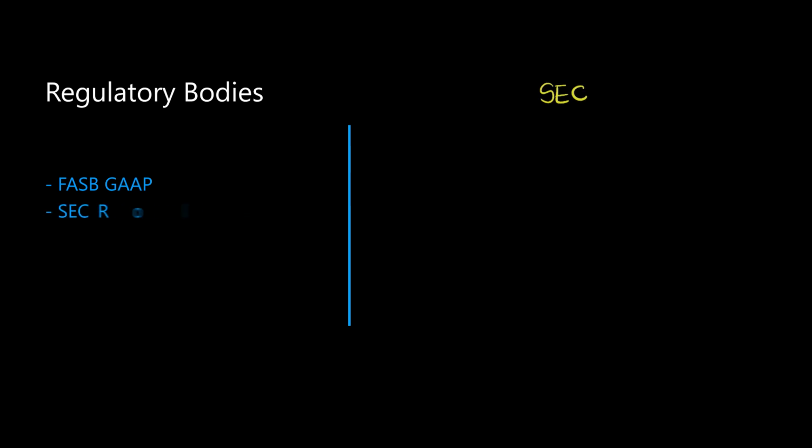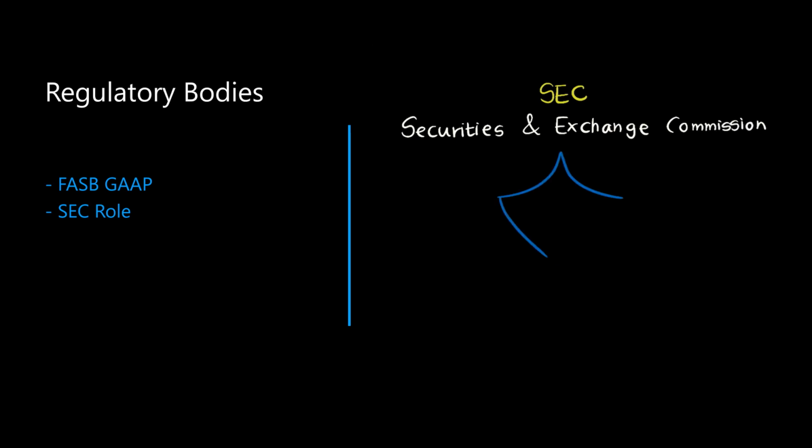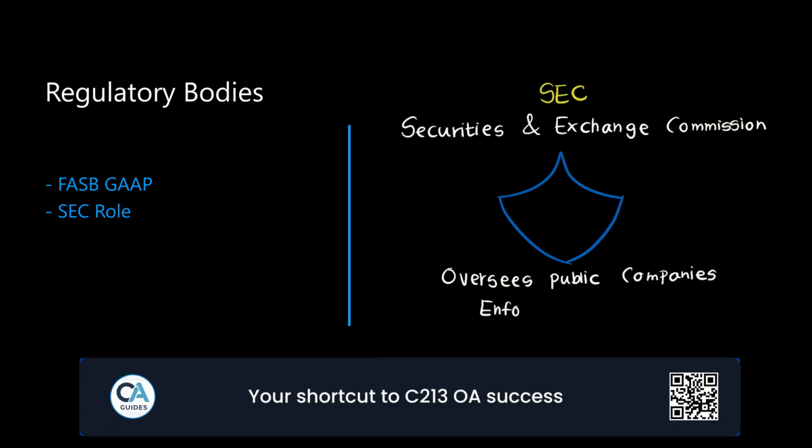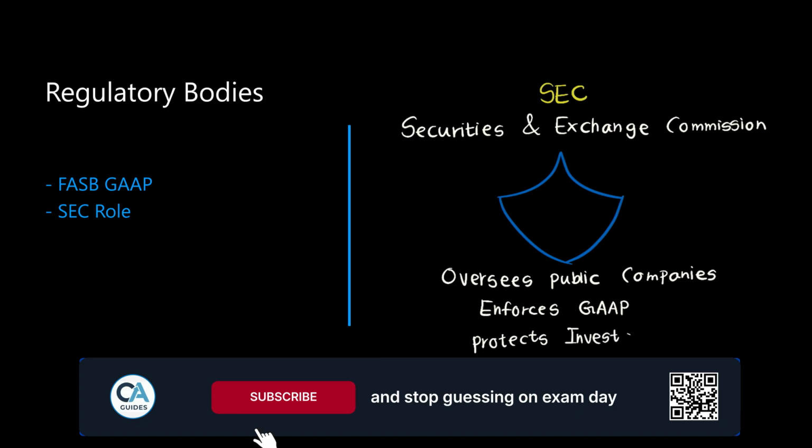The Securities and Exchange Commission, or SEC, oversees public companies. If your company sells stock to the public, the SEC requires you to follow GAAP and file regular reports. The SEC can investigate companies and impose penalties for violations. They want to protect investors from fraudulent or misleading financial statements.